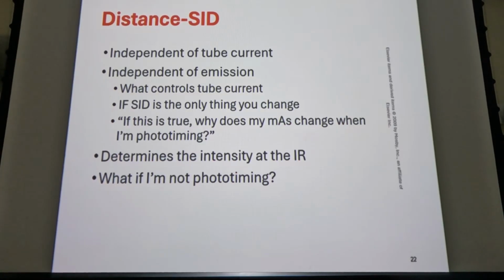So you might be thinking, okay, well, what's going to cause that change? Well, either you're going to cause it, if you're doing a portable, you're going to have to change something, or if you're phototiming, how do your phototimers work? It's AECs, just a little bitty box, and what is it doing? Measures the exposure. It's counting the X-ray photons, right?